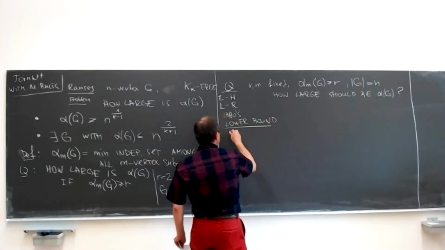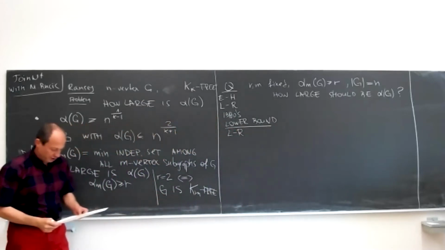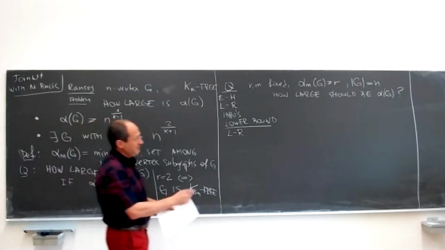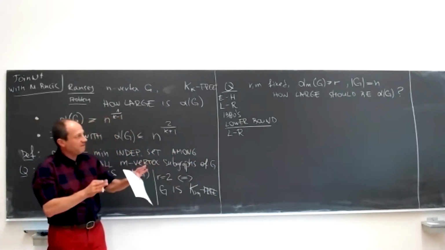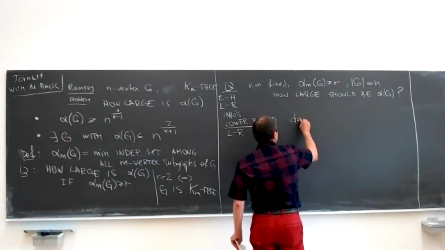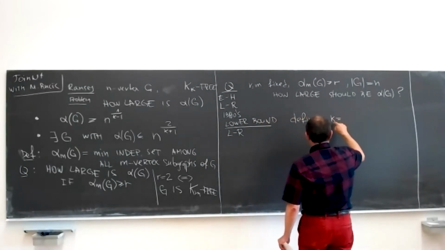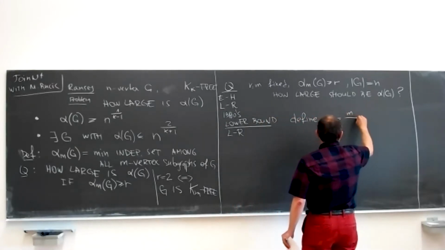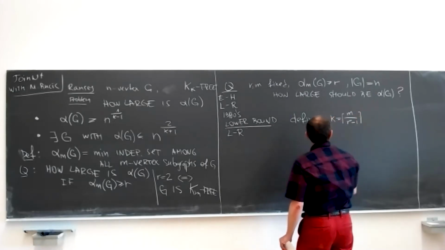This is an approach of Linial and Rabinovich in the original paper. So again, my setting is alpha_M is at least R, so it means every M vertices have independent set of size R. So we define K, which would be an important parameter for this talk. It would be M divided by R minus 1, rounded down.